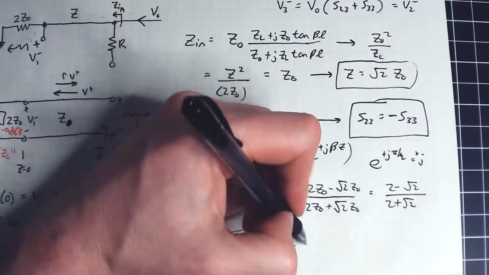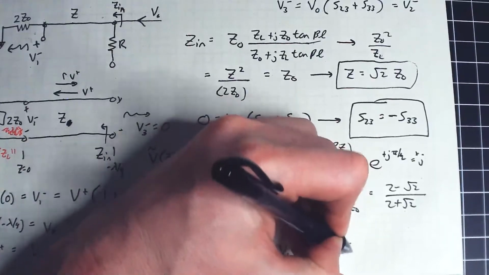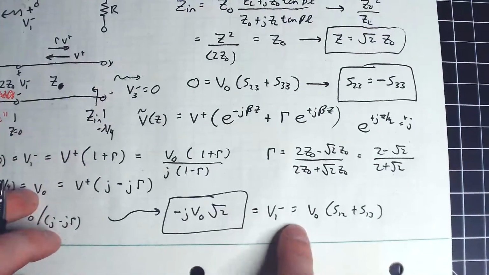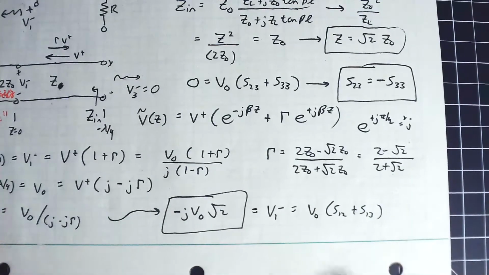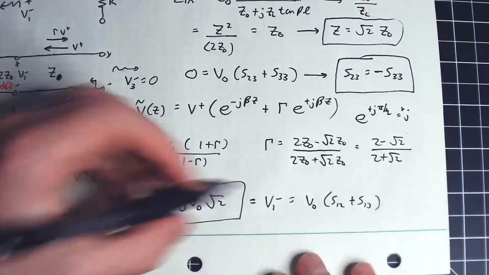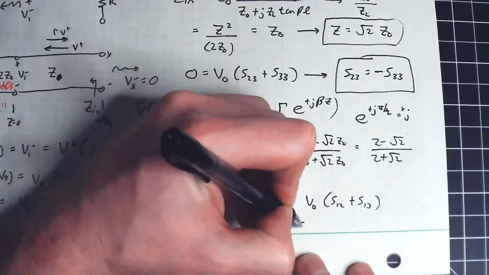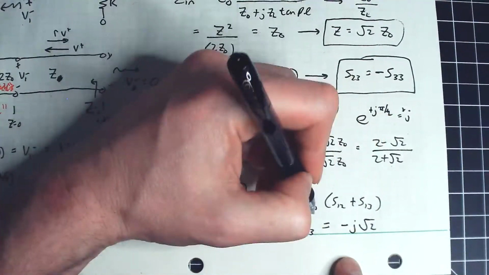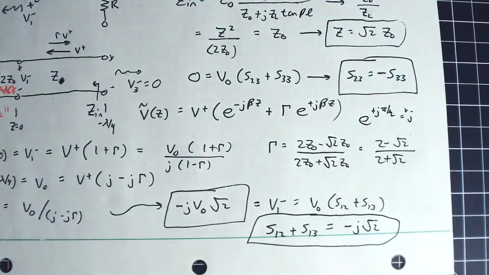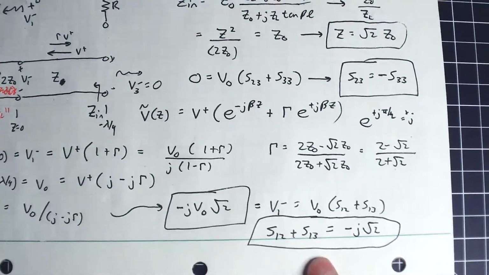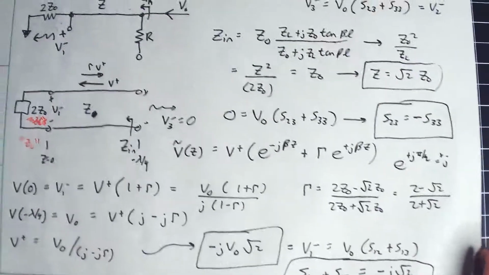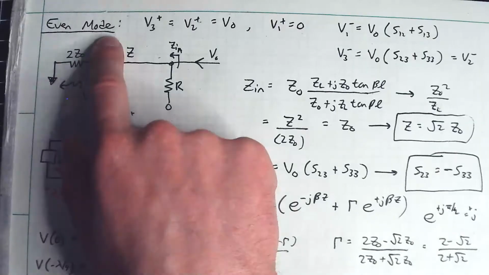I'm going to rewrite that as V naught times S12 plus S13, which we can do a little bit of division on. And you find that S12 plus S13 is equal to negative j times the square root of 2. Okay, so I made a little bit of progress. I figured out how all these terms have to relate to each other. I haven't figured out any of them exactly yet. That's what's going to happen when we do the odd mode analysis, so let's go ahead and do that right now.